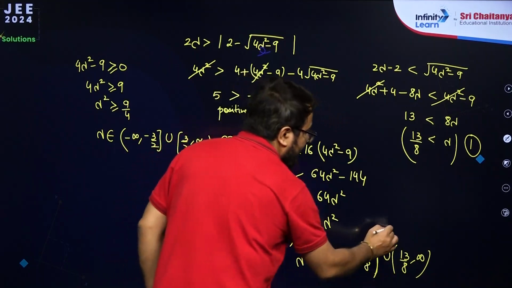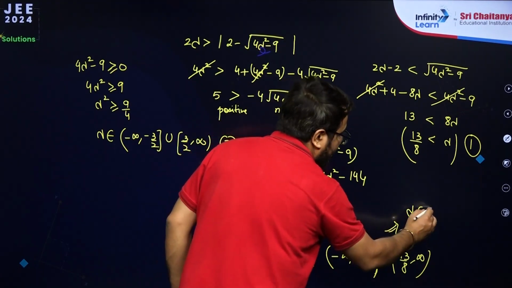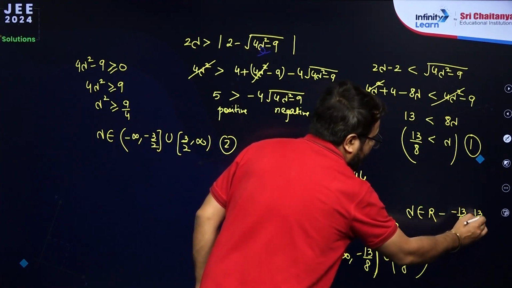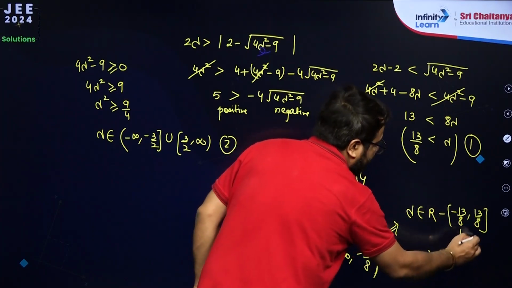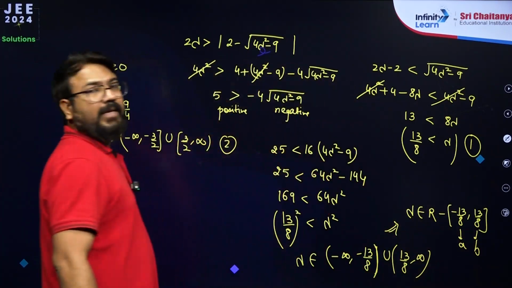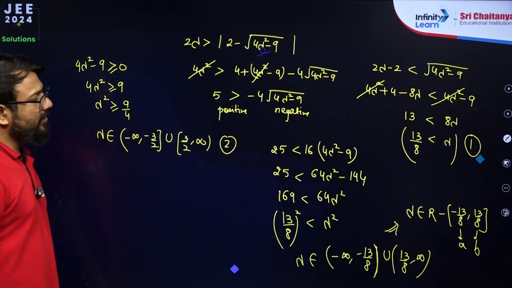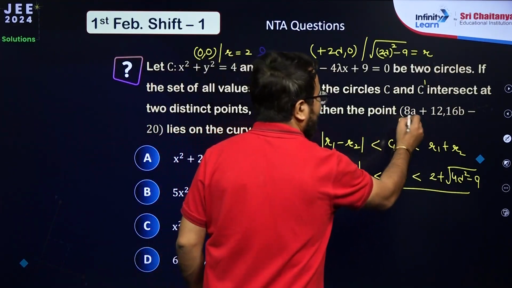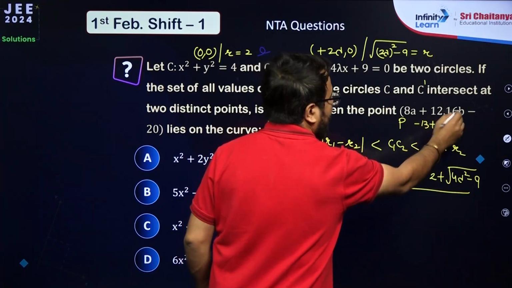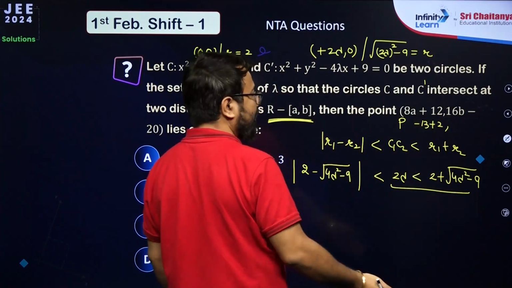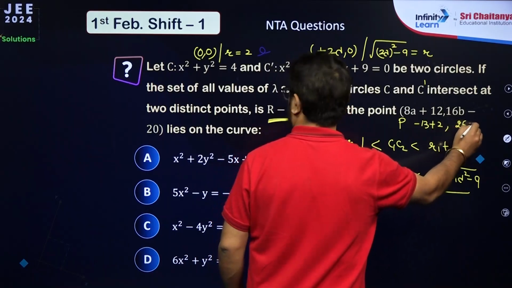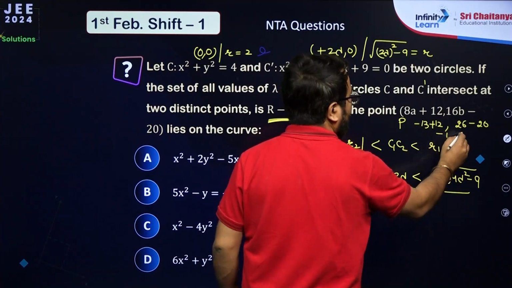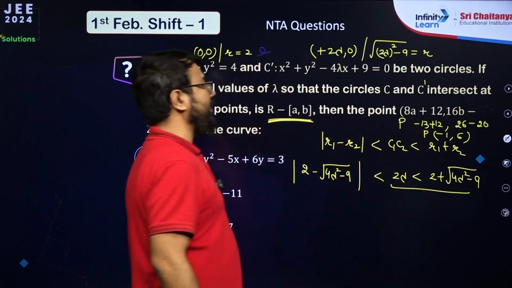I can also express this answer that lambda belongs to real number except the values which are lying in this interval minus 13/8 to plus 13/8. Okay, so this is the value of A and this is the value of B. Negative 13/8 is A, positive 13/8 is B. I'll substitute the value over here. So 8 times negative 13/8 plus 12 and B is positive 13/8, so it becomes 26 minus 20. So here we got minus 6, minus 1. Here we got plus 6. So we got the P coordinate as minus 1, 6.